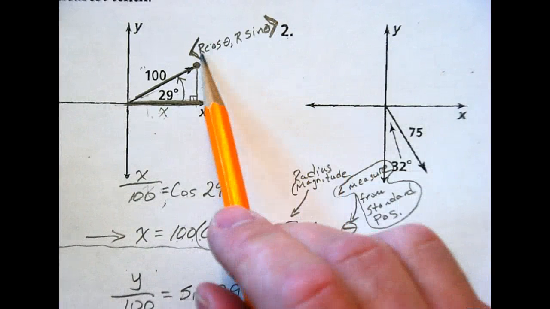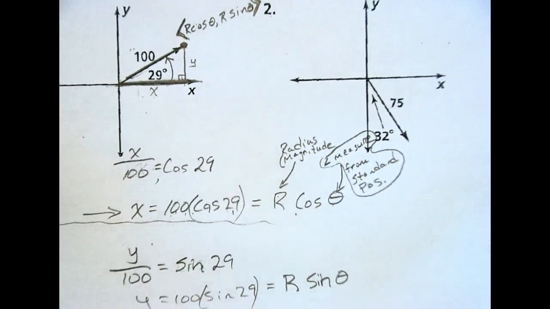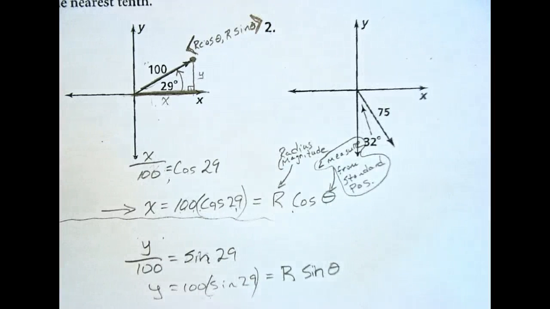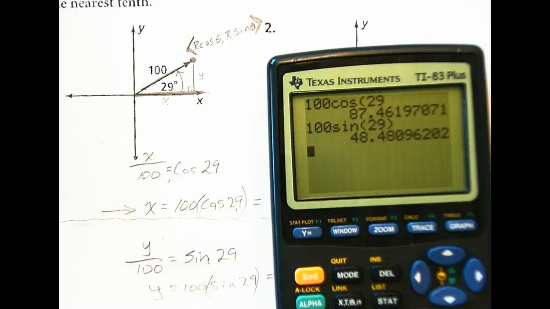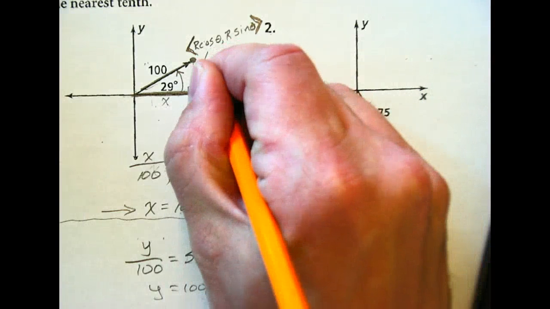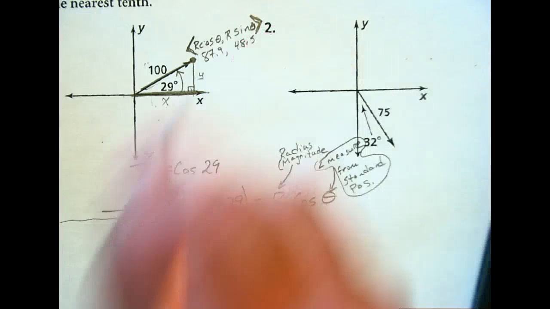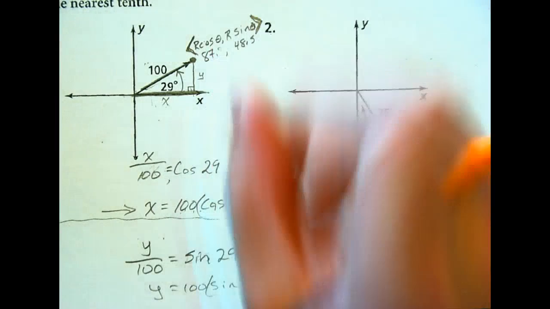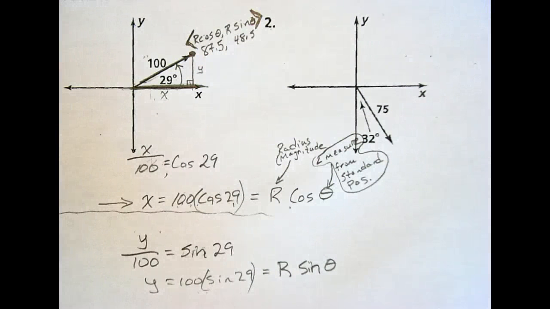Okay, so right now I want you to take r cos theta, which happens to be 100 cosine 29, and r sine theta, which happens to be 100 sine 29, and find those exact coordinates to the nearest 10. Okay, so hopefully we're doing 100 cosine 29 gives us 87.5, and 100 sine 29 which gives us 48.5. Oh, 87.5. Thank you. Okay. Hey, I think you got it. Okay? Let's move on. Let's try number 2 then.